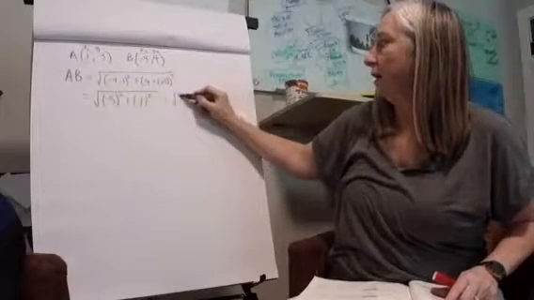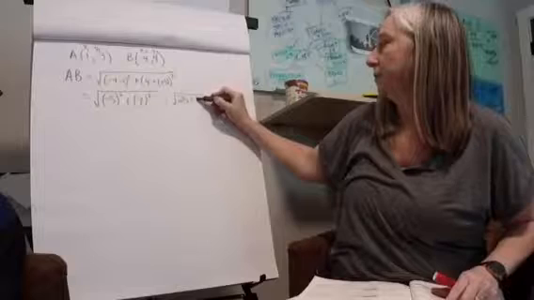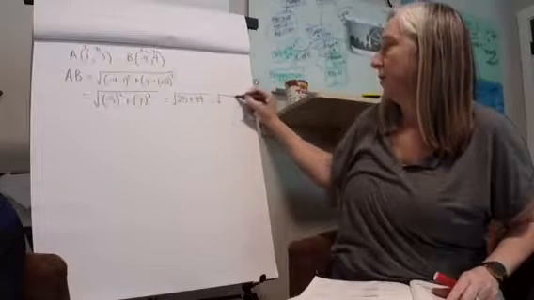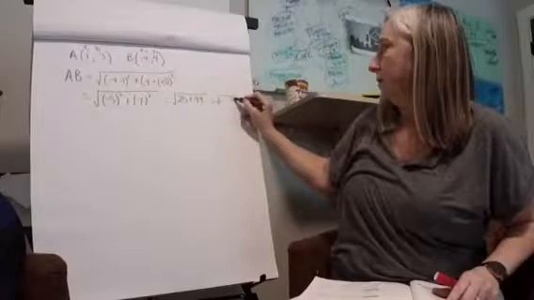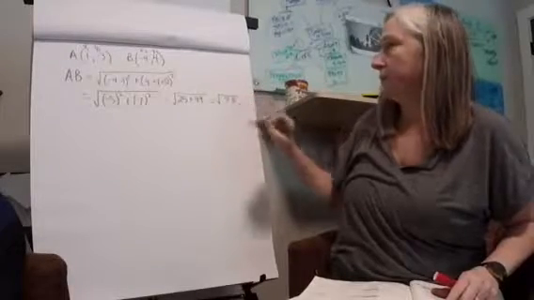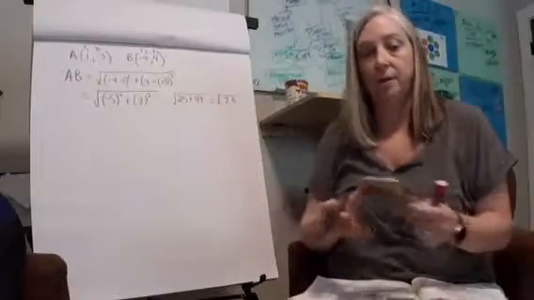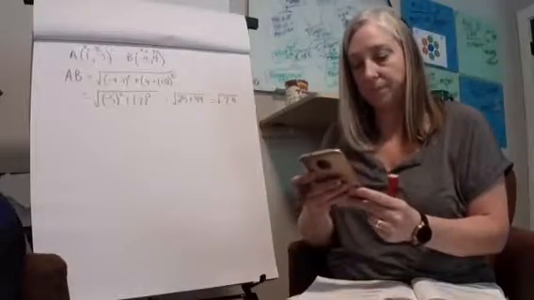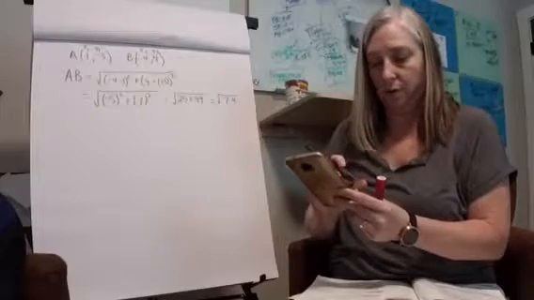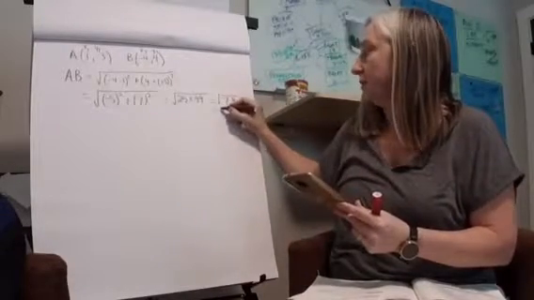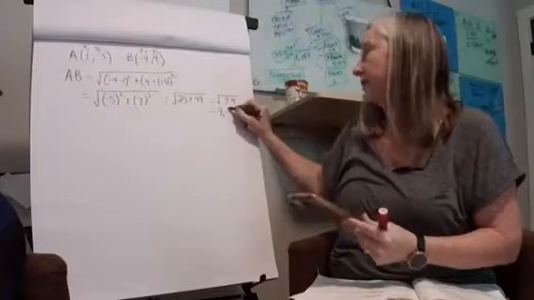That will be 25 plus 49, which will give me the square root of 74. Okay, here they asked me to round to the nearest tenth, so I'll use my calculator. I'll put in 74 and then hit the square root button. It gives me 8.6 if I round it to the nearest tenth.